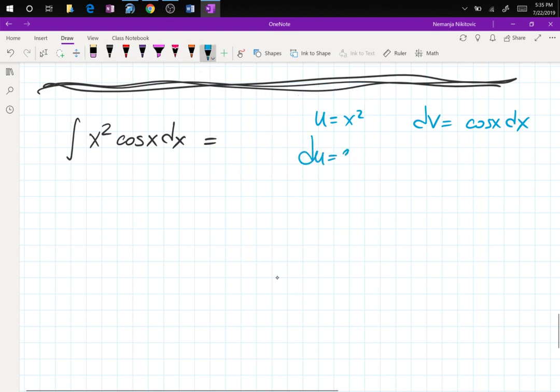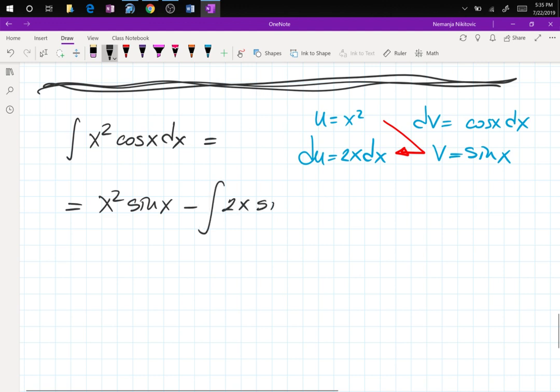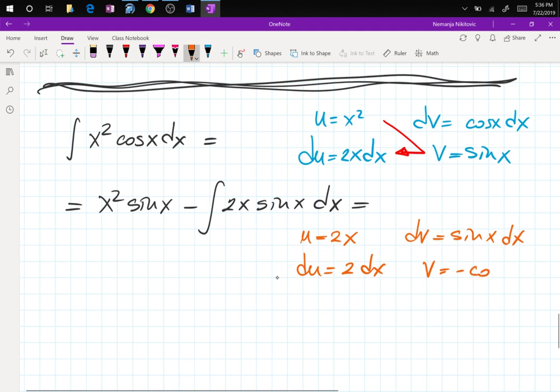So du becomes 2x dx and v becomes just a basic sine x. And we put our trusty formula. So now you have x squared sine x minus the integral of 2x sine x dx. We didn't really get rid of the x, right? So what now? You hit something with a hammer, it's not done, hit it again. So now, u equals 2x, dv equals sine x dx, du equals 2dx, v equals negative cosine x.